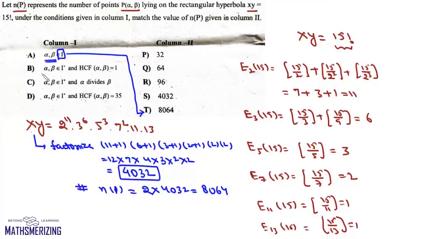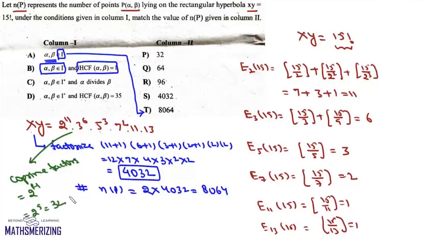Now the second one, alpha beta are positive integers and HCF of alpha beta is 1. So we have to factorize this number in co-prime factors. Now the number of co-prime factorizations is given by 2 to the power p minus 1, where p is the number of distinct primes. Here we have 6 distinct primes. So the number of ways in which we can factorize this number in two co-prime factors is 2 to the power 5, which is 32, and then we can interchange x and y. So in this case, NP will be simply 2 into 32, which is 64. So this B matches with Q.